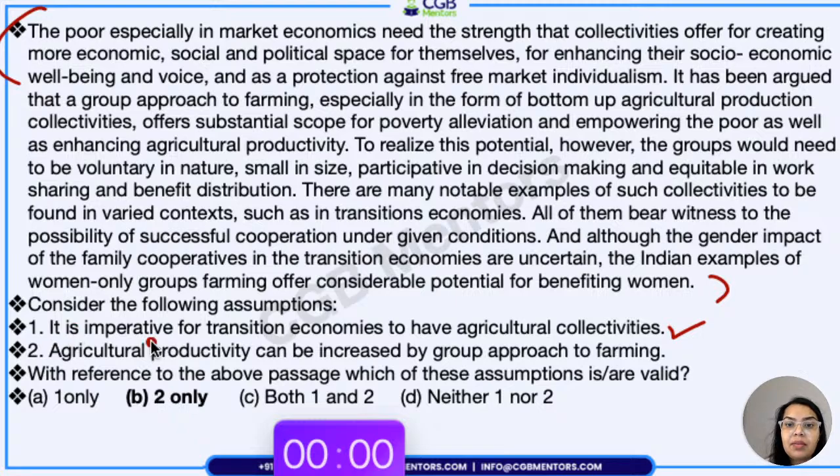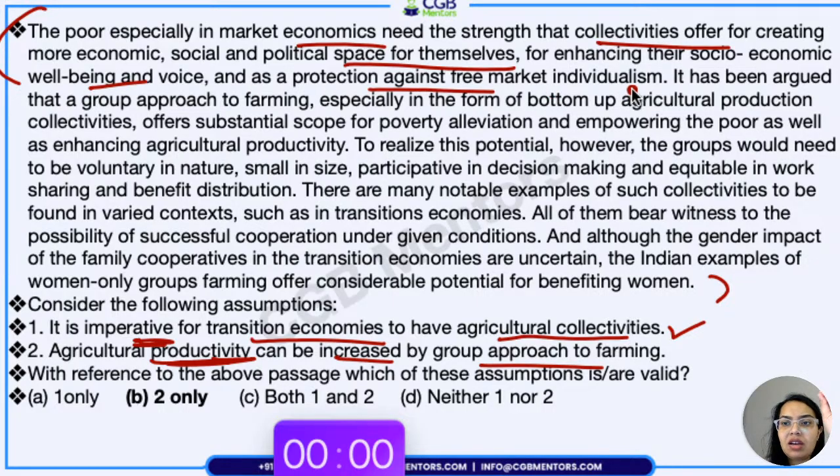So it is imperative for transition economies to have agricultural collectivities. What the author has said about transition economies is important. Agricultural productivity can be increased by a group approach to farming. So is the author talking about collectivities and transition, or the productivity part, or maybe neither of them? So the poor, especially in the market economies, need the strength that collectives offer for creating more economic, social and political space for themselves, for enhancing socio-economic well-being as a protection against free market individualism.